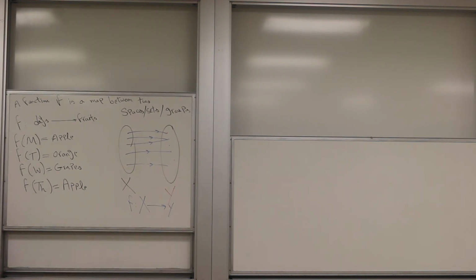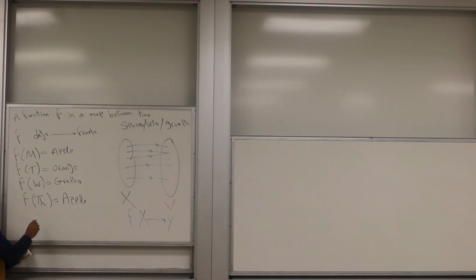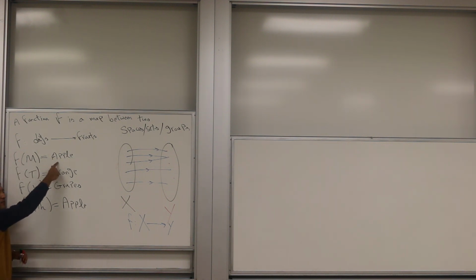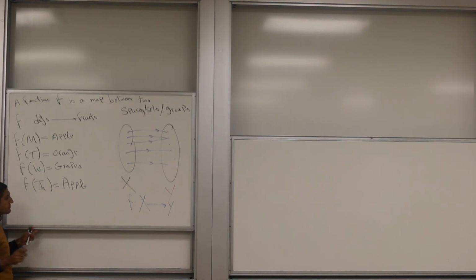As long as it is well defined, meaning Thursday I'll get apple and every Monday I'll get apple again, that's fine. But I cannot come in the next Monday and get something different than apple. Then this is not a well-defined function.